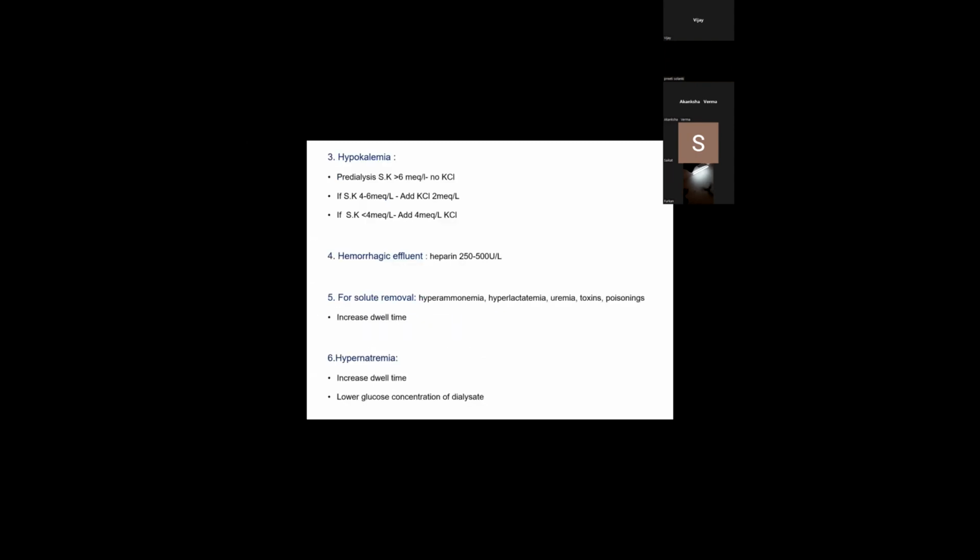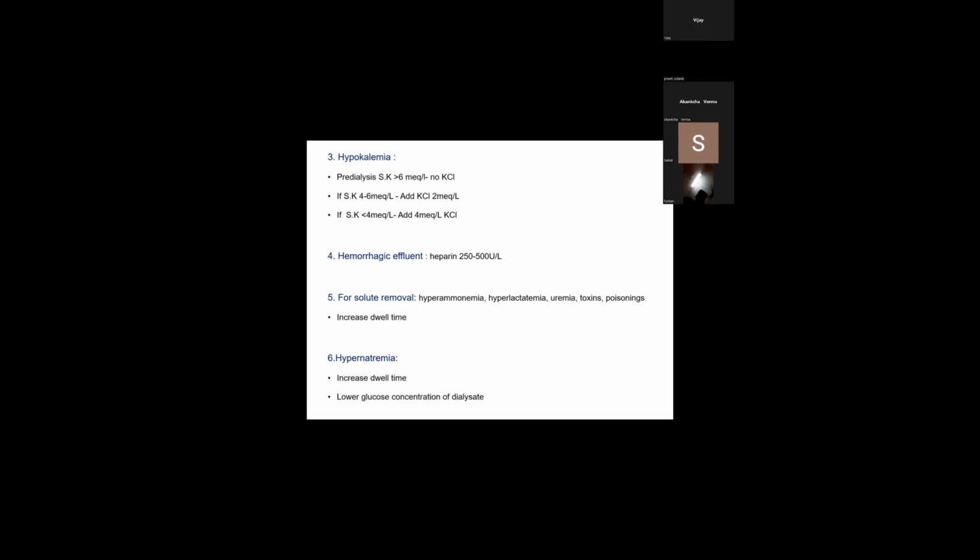Coming to hypokalemia, if the patient's pre-dialysis serum potassium level is less than 4 milliequivalent per liter, then we have to add 4 milliequivalent per liter KCl in the dialysate fluid because the commercially available dialysate fluid does not contain potassium.